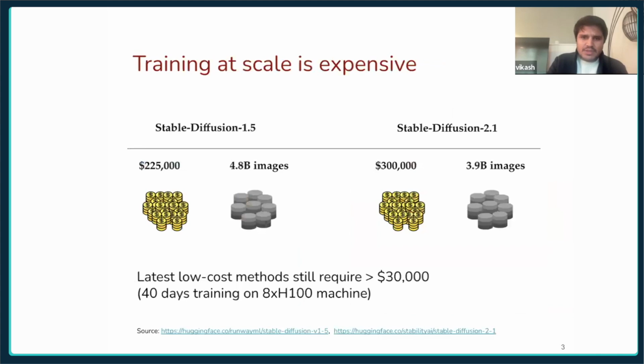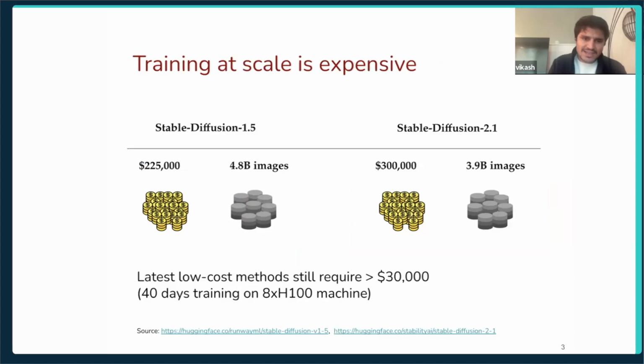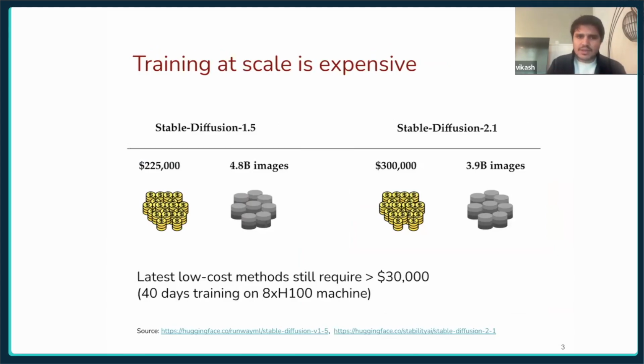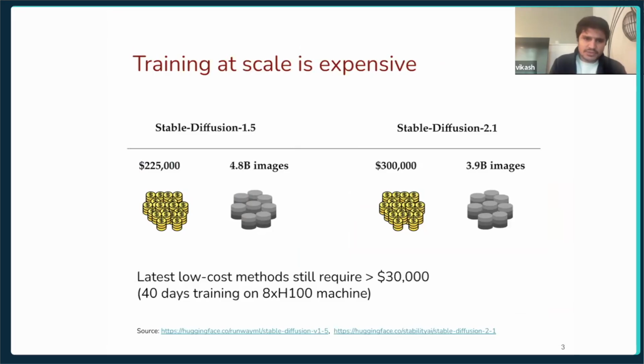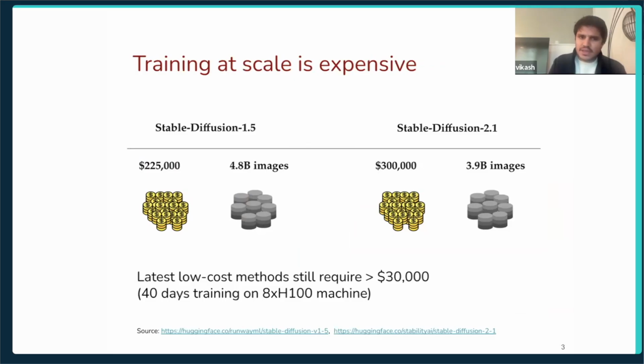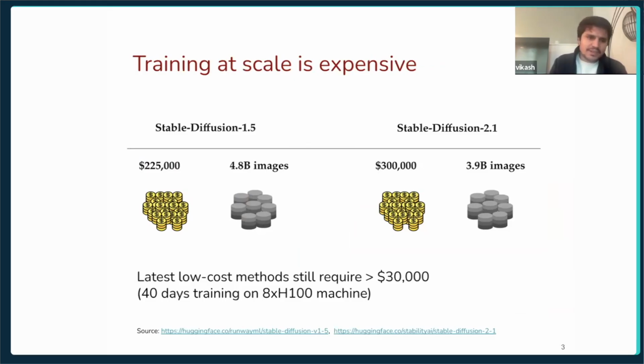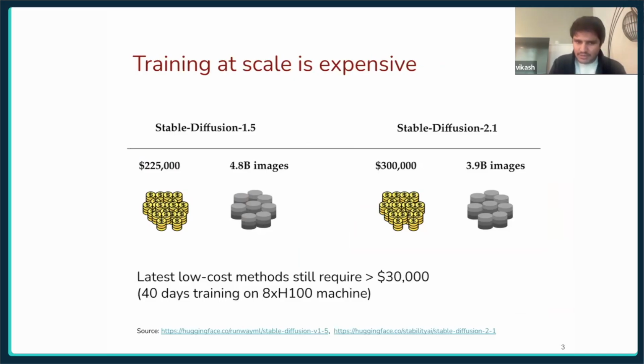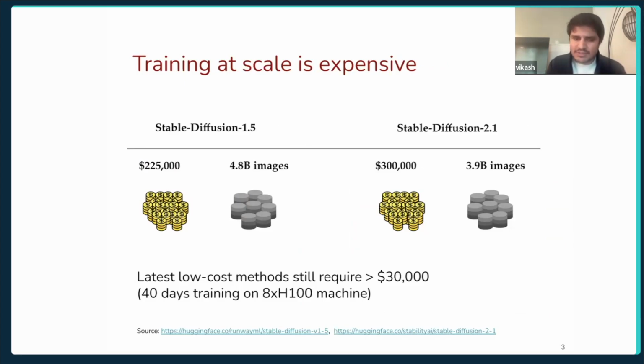But one of the key hurdles behind training these models is that training them at scale is actually very expensive. And here I'm considering even the early stage models, the early versions of stable diffusion. Training them cost Stability close to $250,000 at that point. Often these models themselves were trained on billions of images, and that has also become a norm at this point.